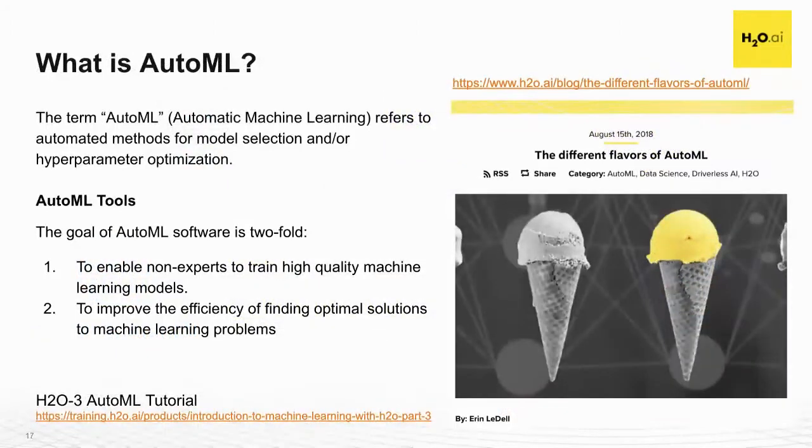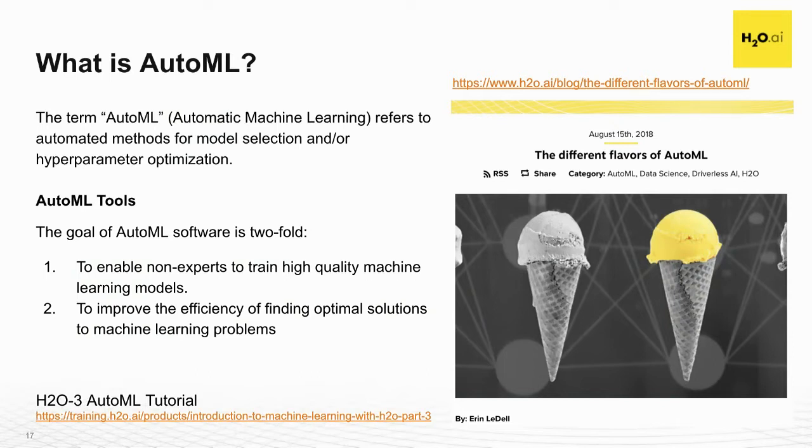So with that, let's talk a little bit more about what is AutoML. Erin LeDell is one of our lead data scientists here at H2O.ai. She put a blog together in 2018 that's talking about the different flavors of AutoML, right? And so she defined AutoML as methods for model selection and/or hyperparameter optimization. And these are things that automate this model selection and hyperparameter optimization.